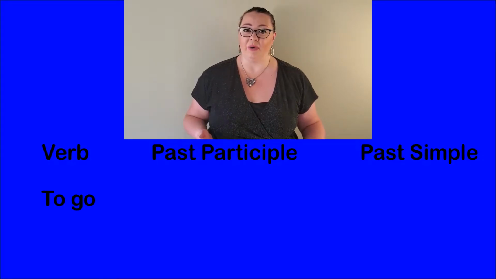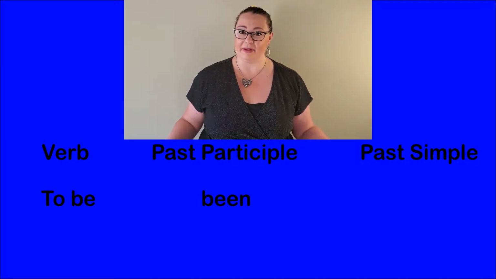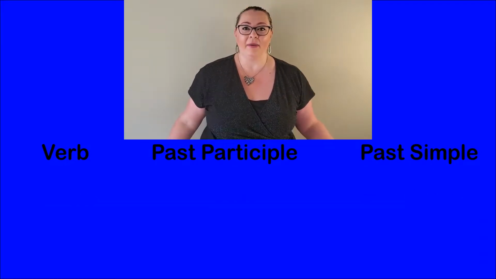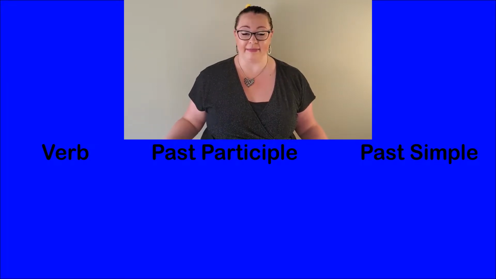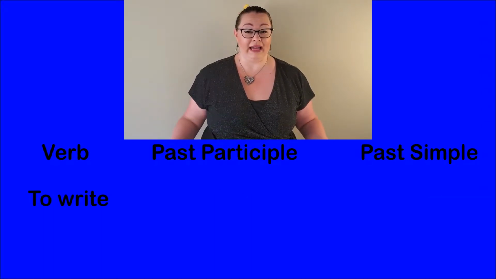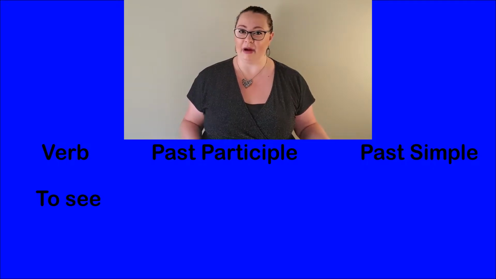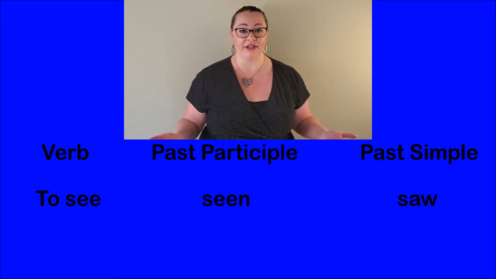For the verb to go, the past participle is gone, but the past simple is went. The past participle of to be is been, and the past simple is was or were. Both the past participle and the past simple of the verb to make is made. The past participle of the verb to take is taken, but the past simple is took. To write has the past participle written, but the past simple wrote. The verb to see has the past participle seen and the past simple saw.